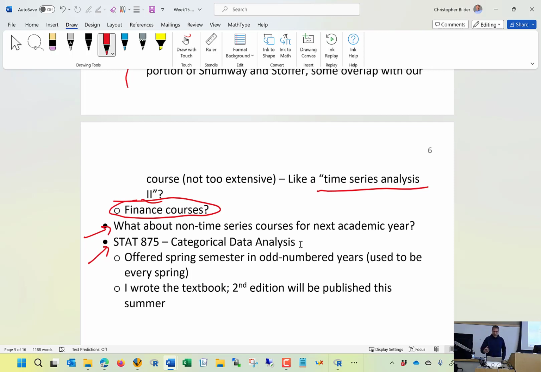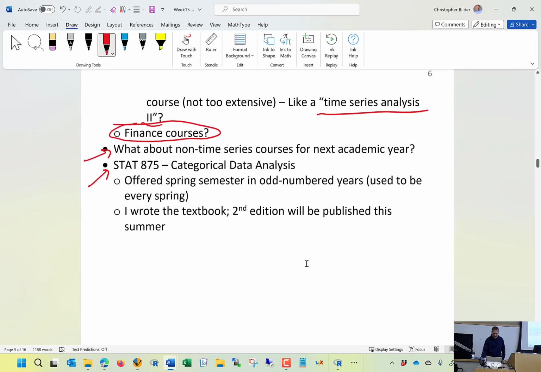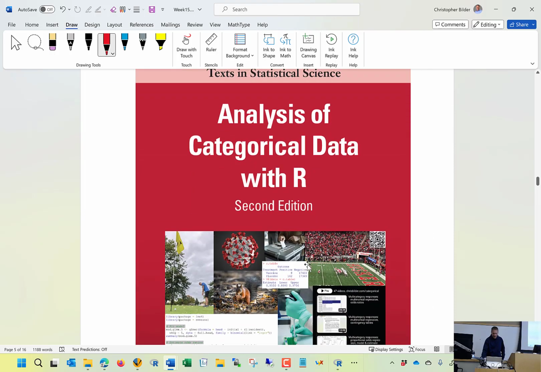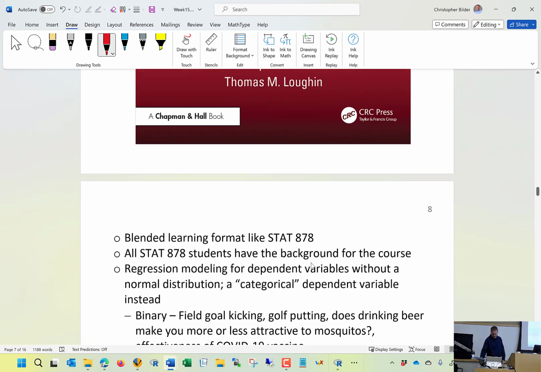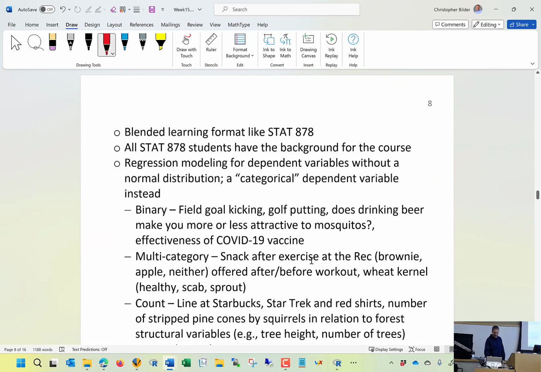I've actually even written the book for it, where the second edition is coming out this summer. Here's, for example, what the book cover will look like. I just approved it about 2 or 3 weeks ago, where the picture collage there is meant to represent various examples that are in the book. And of course, I always try to get Husker football represented in some way, and so I was able to there as well. Now, when I teach Stat 875, I teach it in a blended learning format, or I have been teaching in a blended learning format similar to this course here.